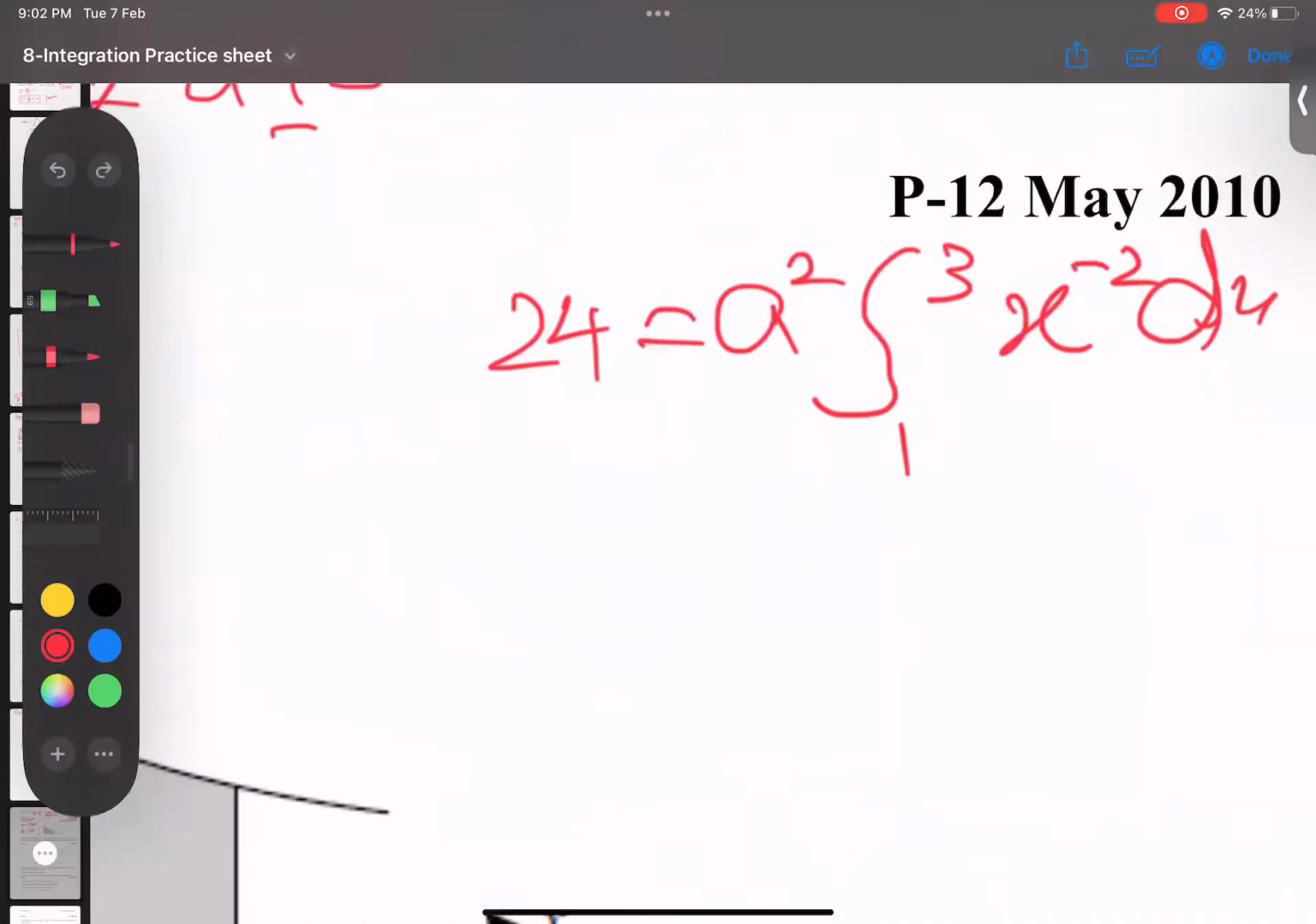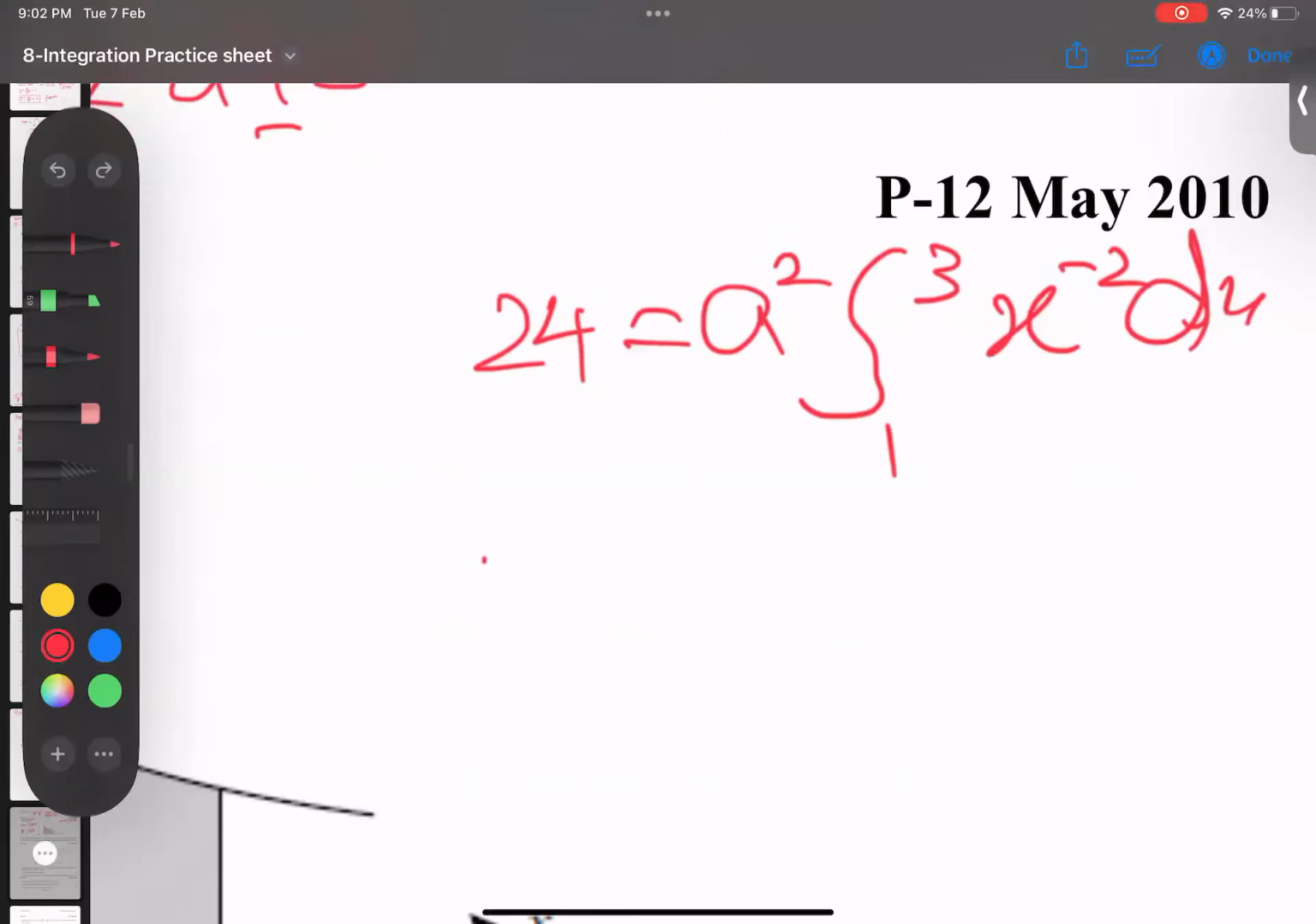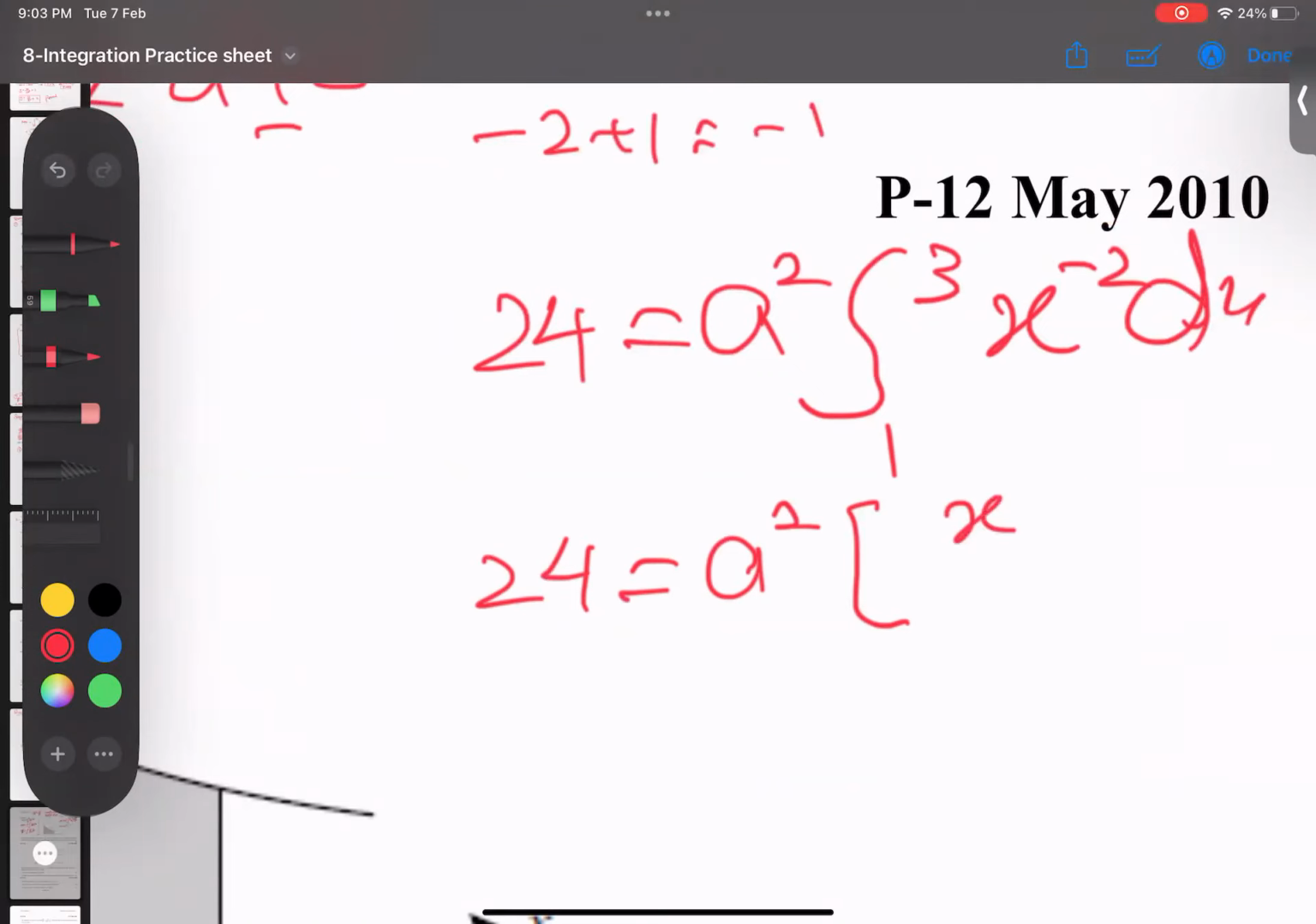Now, what is the procedure? What is the rule? Increase the power by 1. Increasing means in -2, add 1. You get -1. So x to power -1 by -1, with limits 1 to 3.